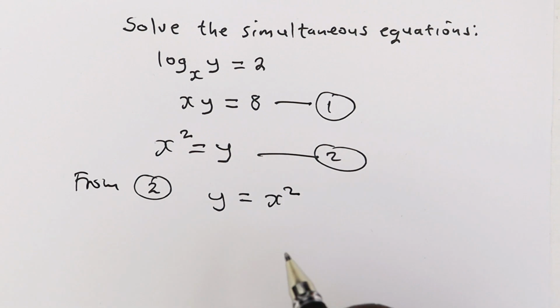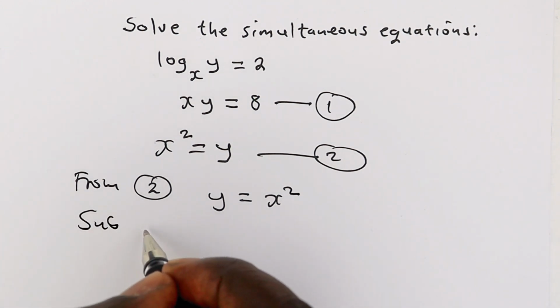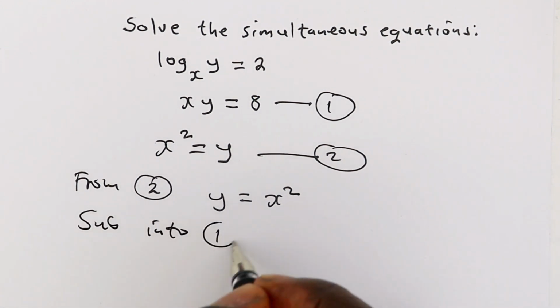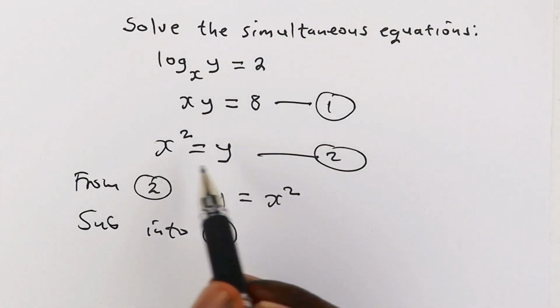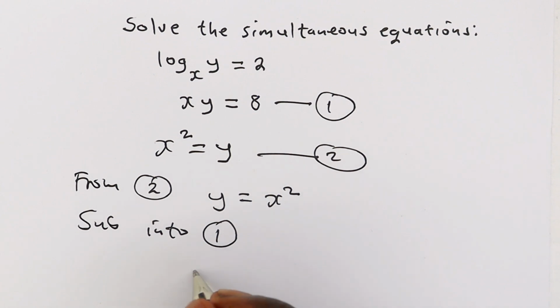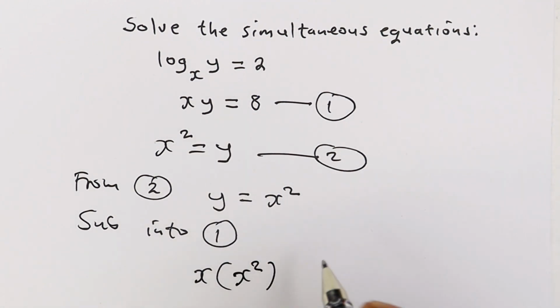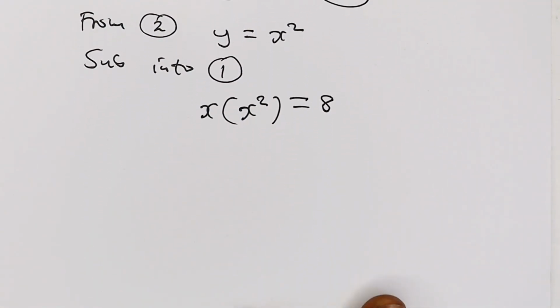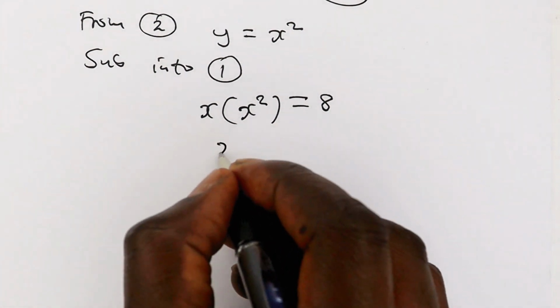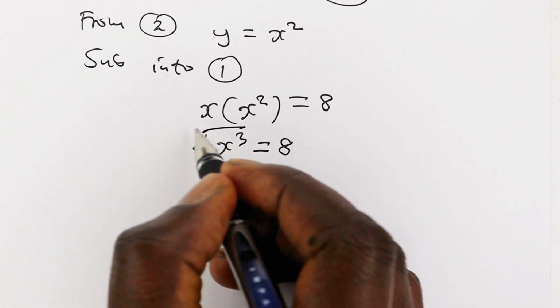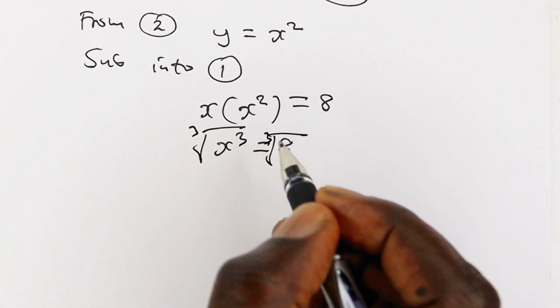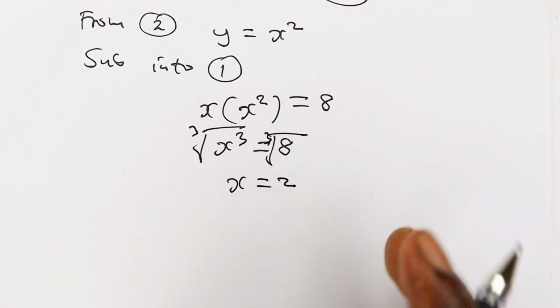That is very obvious. So we can now substitute into equation 1 so that we have x times y. And remember, y is x squared, and that's equal to 8 according to equation 1. So x times x squared, that is x cubed, and that's equal to 8. So we just get the cube root of both sides, so that x is equal to 2.